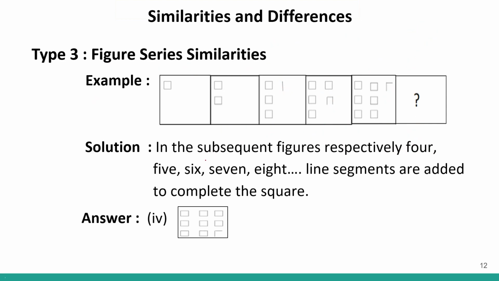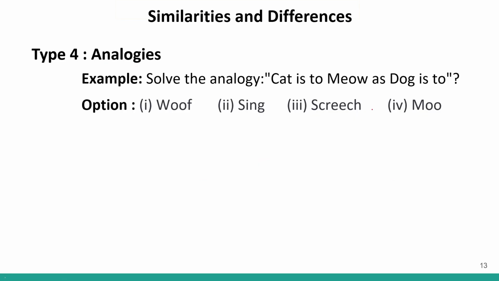Okay, so here in the solution, you can see that in the subsequent figures, 4, 5, 6, 7, 8, these many line segments are added to complete the square. Easy figure series similarities. Basically, you have to understand the pattern that is being followed and complete the missing element. Okay. Then we have analogies. So analogies, I already told you, it is comparison between 2 objects or 3 objects to follow a pattern.